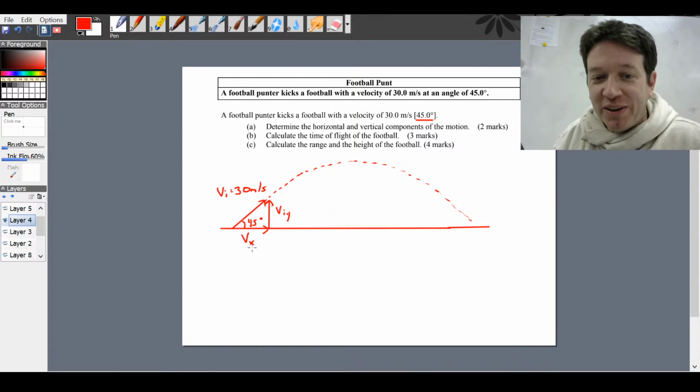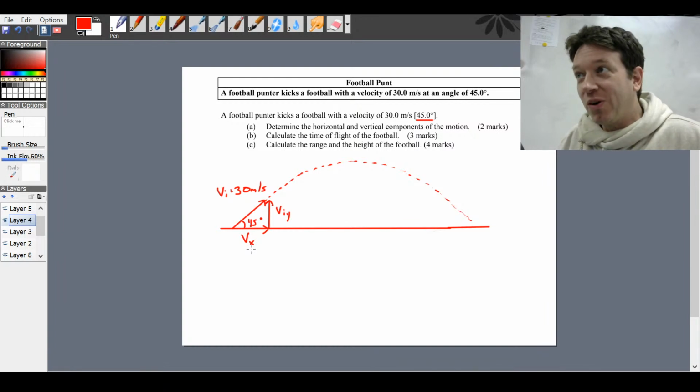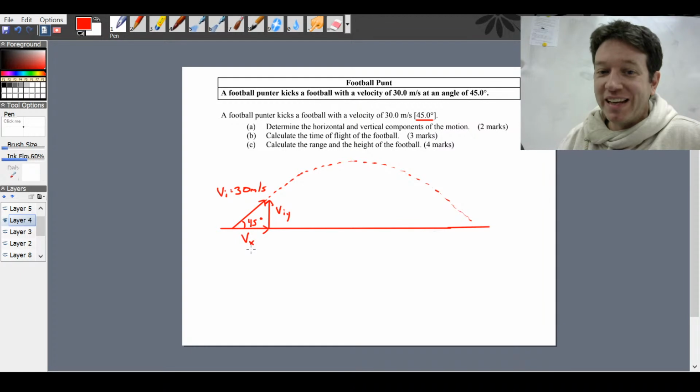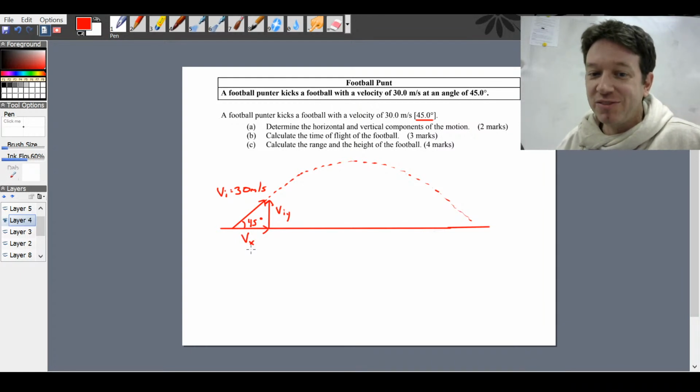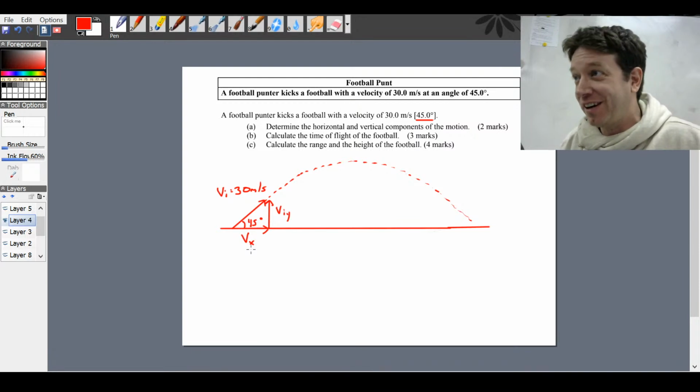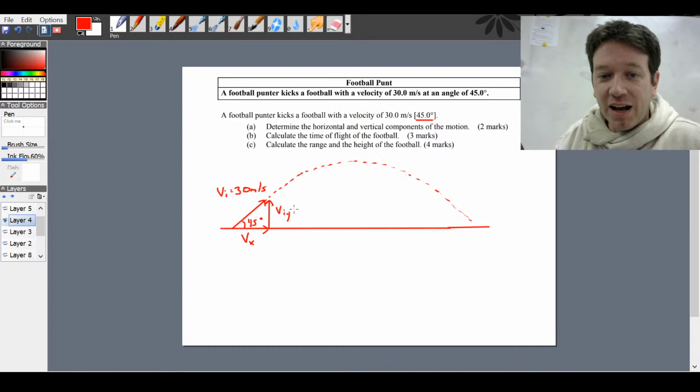The reason why I don't put initial on the x component is because in projectile motion, grade 11, we ignore air resistance, so there is no acceleration occurring in the x component, and therefore that x velocity will never change. So we don't need initial and final variables for those. But for y, we do, because of, well, gravity.